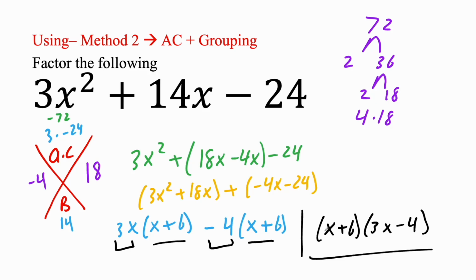And we can always check. x times 3x is 3x squared. x times negative 4 is negative 4x. 6 times 3x is 18x. 18x minus 4x is 14x. And 6 times negative 4 is negative 24. And so it's a match.